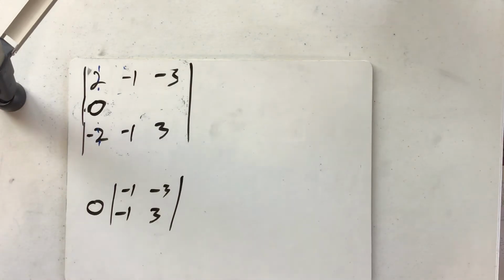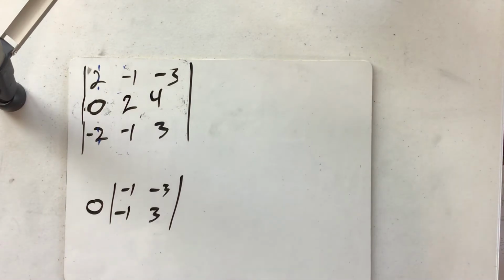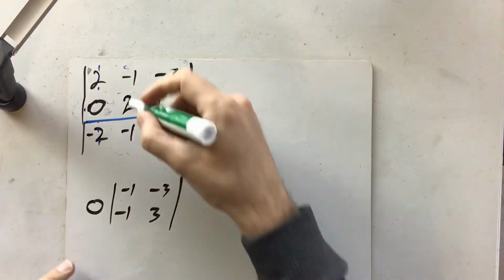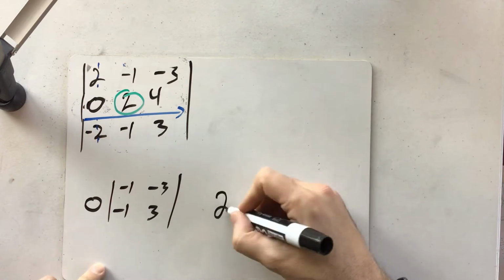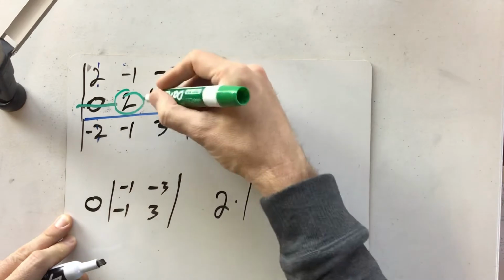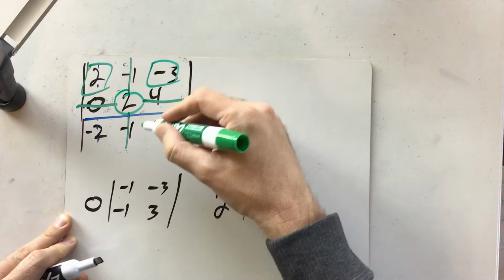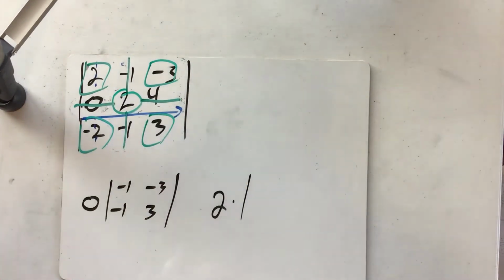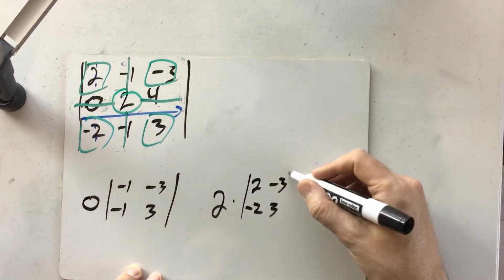Okay, so now we've got 0, 2, and 4. Now let's move across our row. So we're going this direction in our row. So let's move across and pick our next number. Our next number is going to be that 2. So we're going to take 2 times a determinant. And what's left over for that determinant? Well, notice if I block out the row, block out the column, what I'm left with are just these 4 corners. So the matrix that I'm left with after I blot out the row, blot out the column, is the matrix 2, -3, -2, and +3.